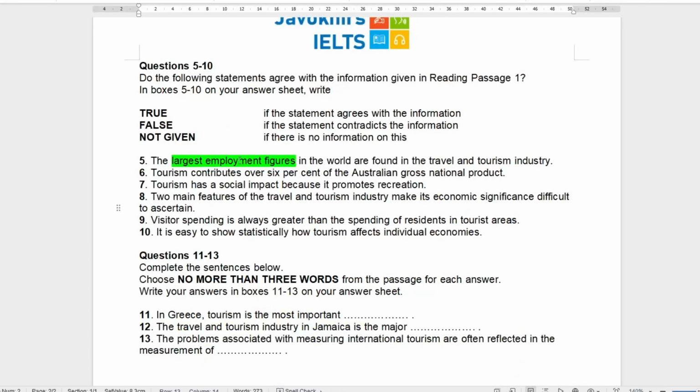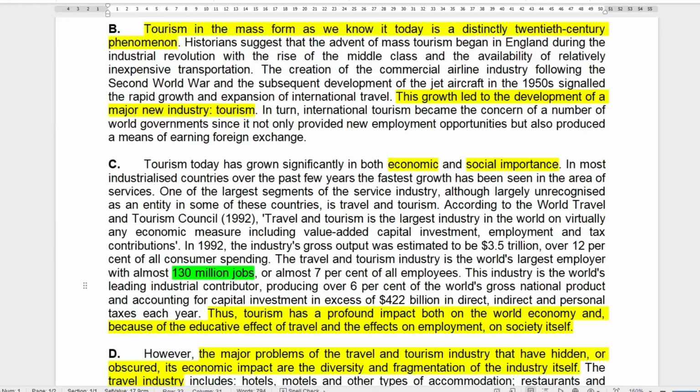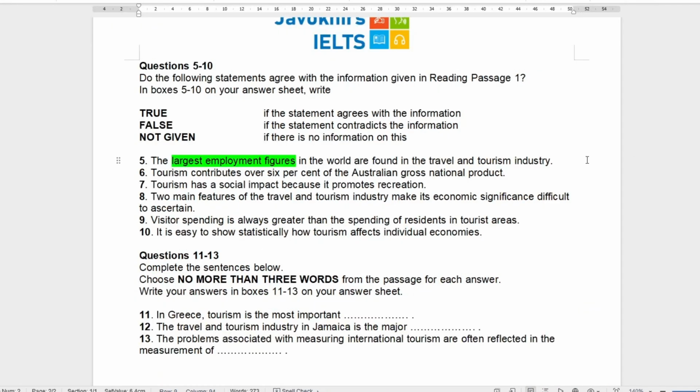So the statement is, the largest employment figures in the world are found in the travel and tourism industry, right? So what is the answer? The travel and tourism industry is the world's largest employer with almost 130 million jobs, or almost 7% of all employees. There we go. We have the answer written over here. So that is going to be true for us. We're going to make that a T. All right.